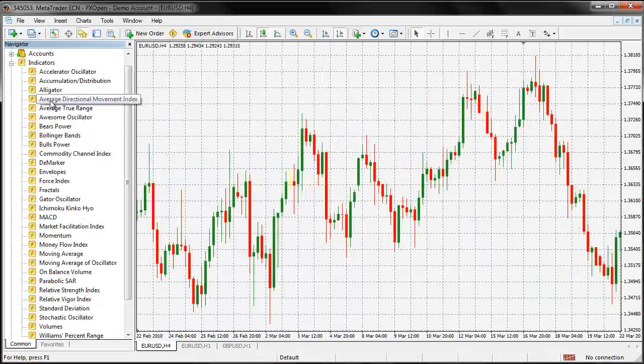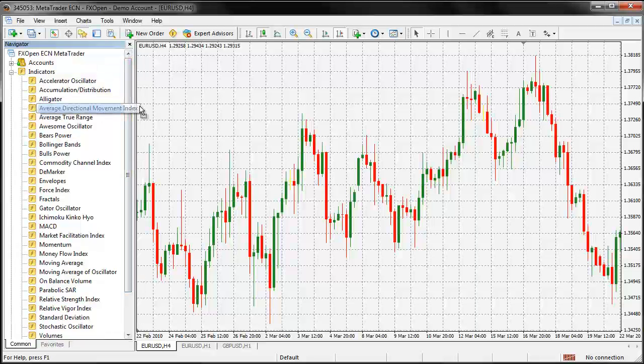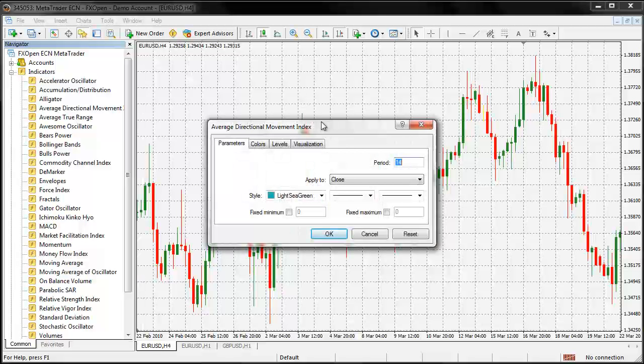Here we have the average directional movement index. Now this is my favorite indicator, or one of them at least. This particular indicator is very, very powerful, and it will let you know when the market is going to go up and when the market is going to go down, and it's going to let you know how strong that particular movement is going to be.